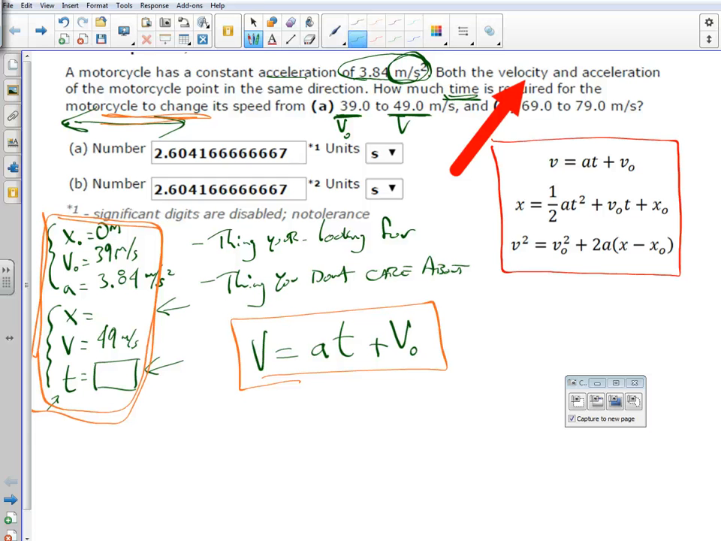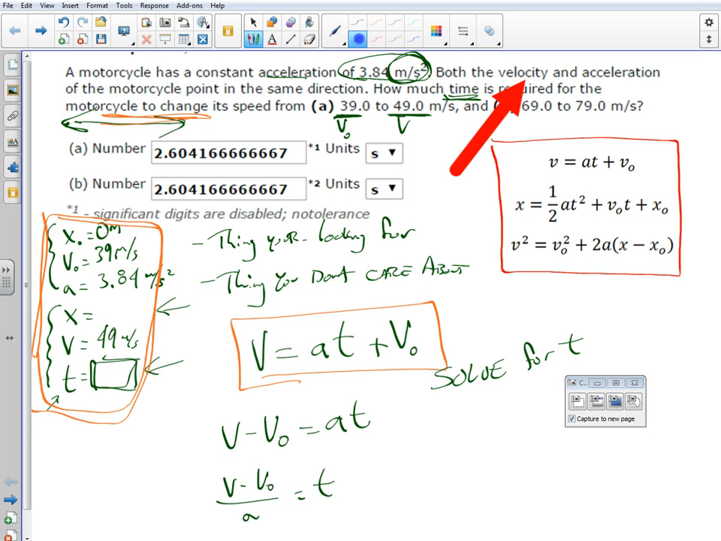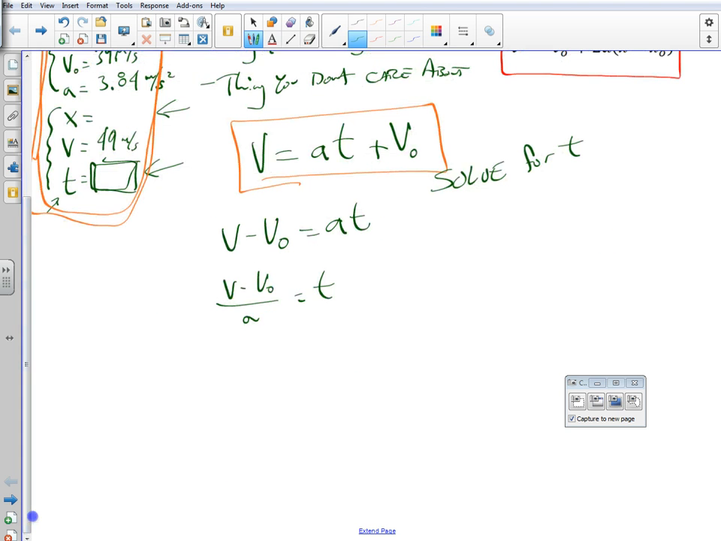Actually, what I want you to do next is solve this for t. So solve for your target variable first. That's another thing I'm looking for. So we're going to go v minus vo equals at. Subtract vo from both sides. Then we're going to divide both sides by a. So I got v minus vo divided by a equals t. So t equals v minus vo over a. Now, that's another thing I'm looking for. So let's just make that clear. Did you solve for the correct variable?